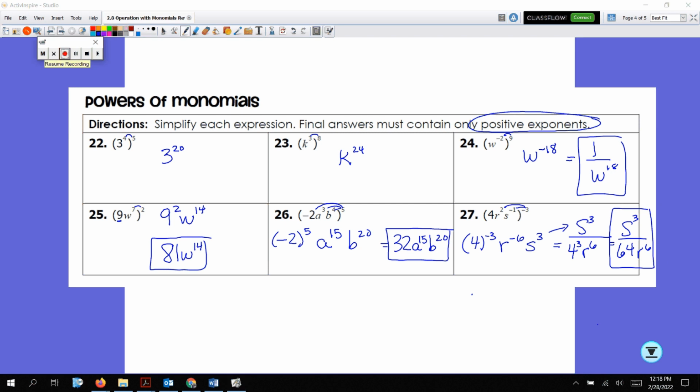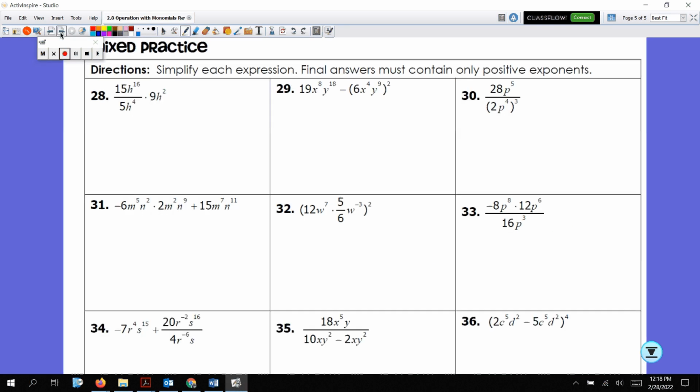All right, so now at the bottom of your worksheet, 28 to 36, there is some mixed practice. What I would like you to do is pause the video, and when you have all your answers ready, come back and check your answers, okay?